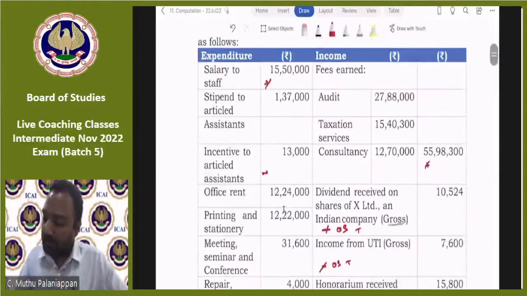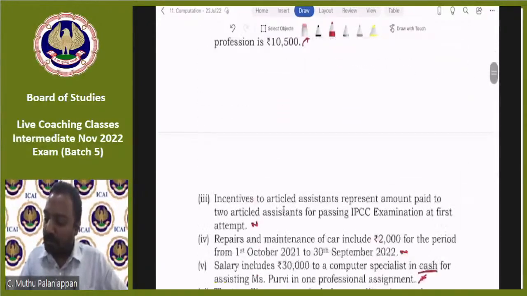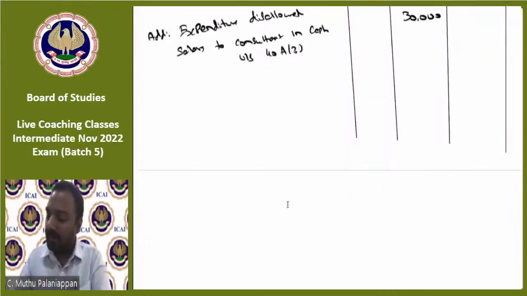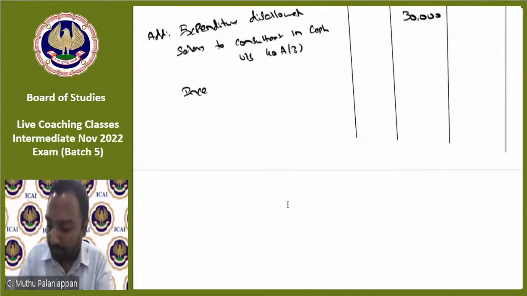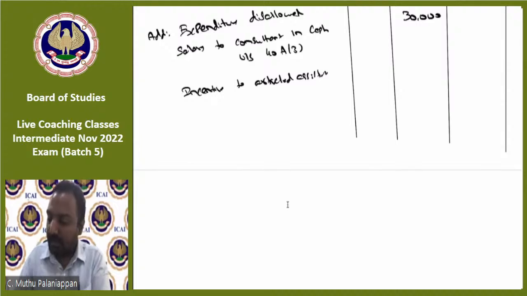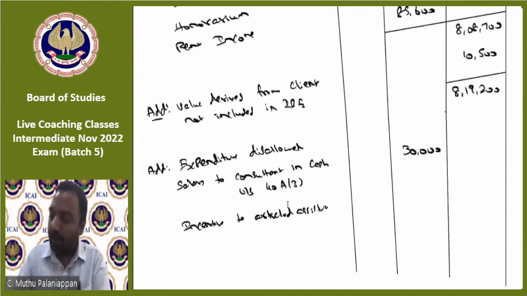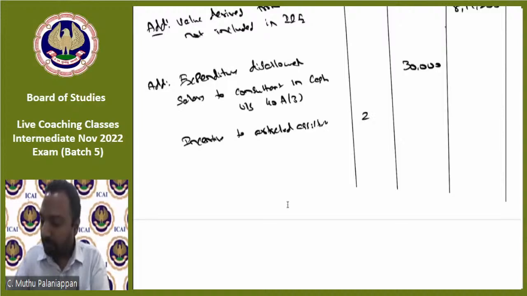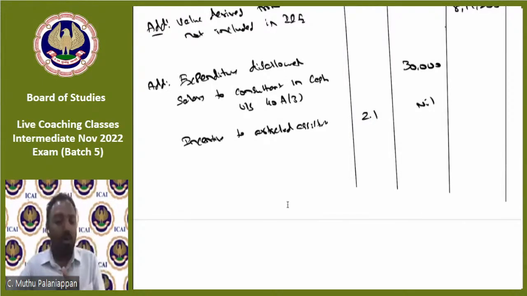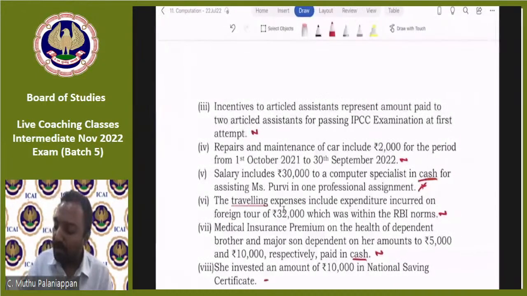Next thing, we said there is a note for incentive to article assistant. So what we can do is just write here incentive to article assistant and write a note here. I'll call it 2.1 because this is note number 2 and there I'm creating another note, that is 1. So 2.1. So here I'll put nil. Why? Because it's not disallowed. So in the note, I'll have to write that it is there. I've still not written the note, so I'm not going to strike off this here.